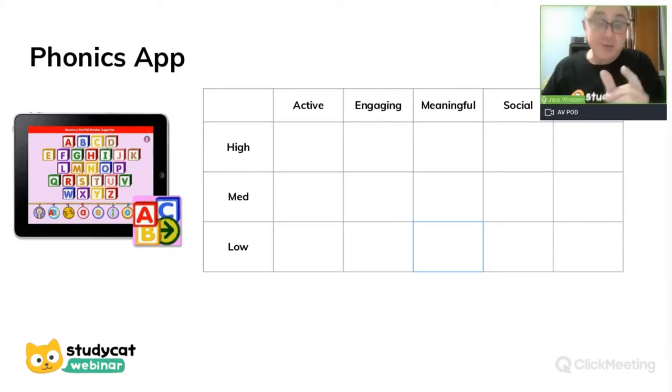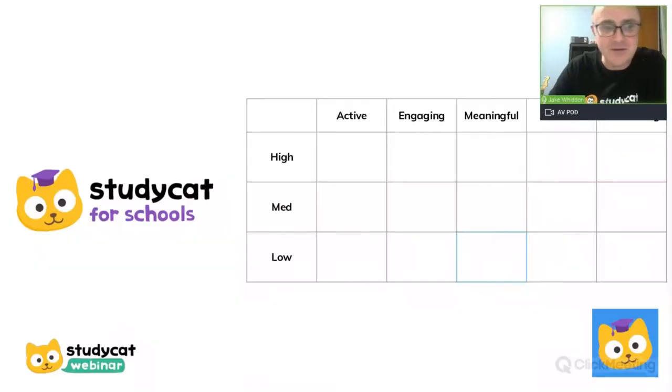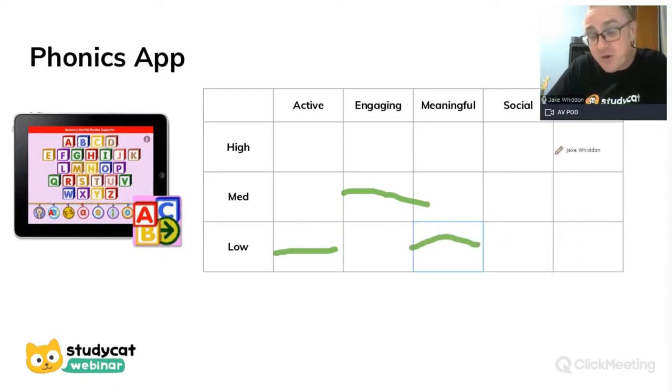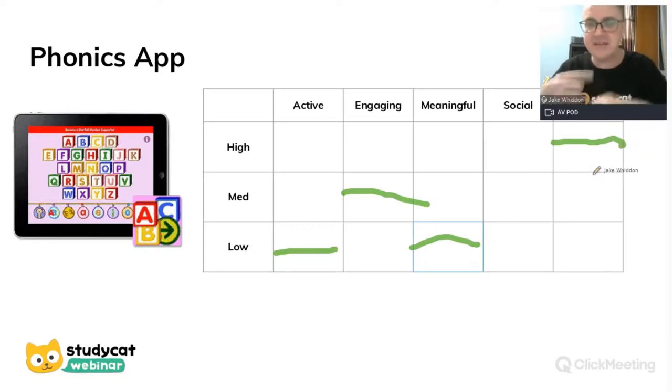So each game is very short. Only about 10 seconds, and then it has an arrow to move to the next one, and then 10 seconds, and then move to the next one. So that's a way that apps are designed to keep you engaged and on task. It's not very meaningful because it didn't really do anything, and then social, no, scaffolding maybe. I don't want to rate this app because my opinion is it was about here for active, here for engaging, here for meaningful, not social, and probably has some decent scaffolding, like it keeps on going up.